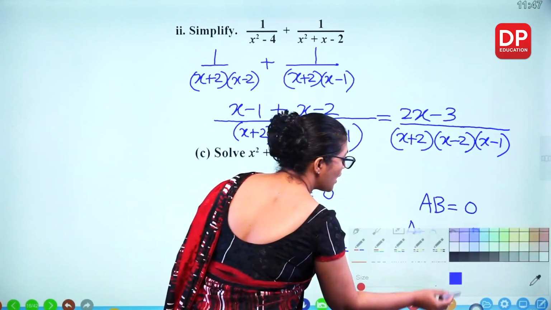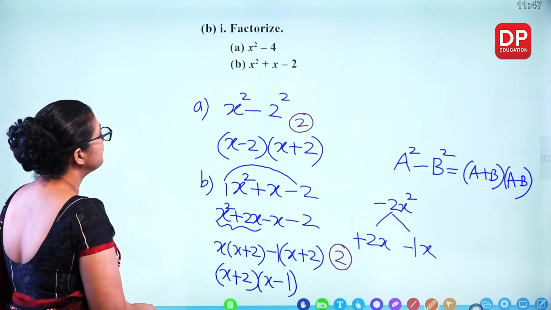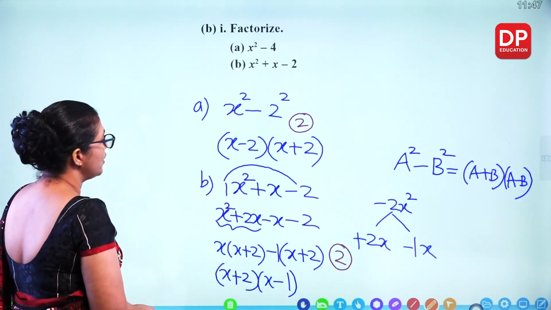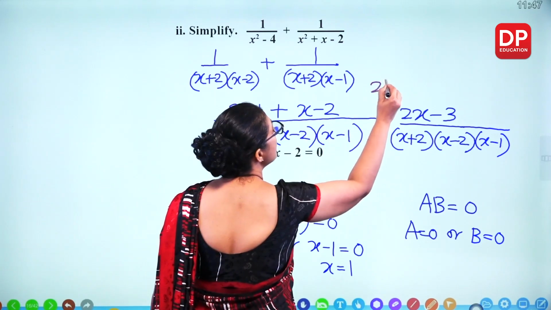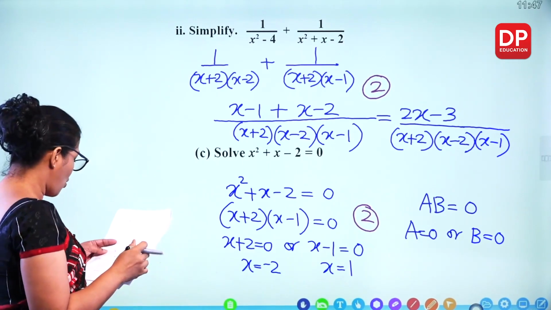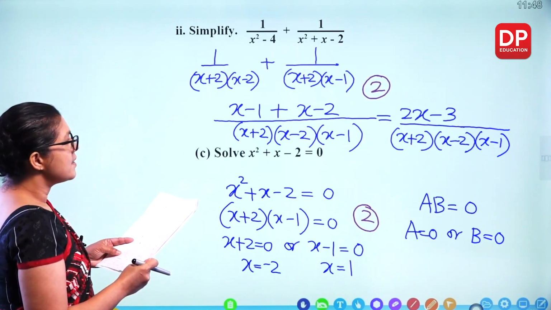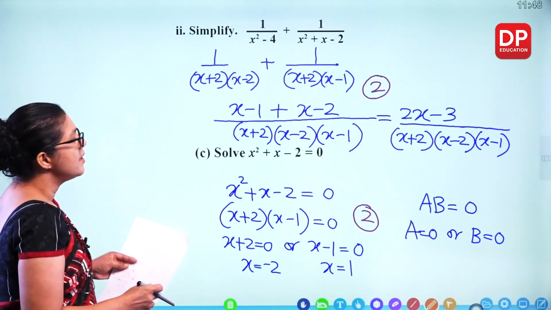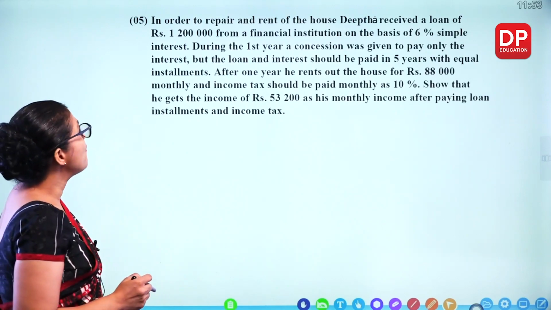So those are the two solutions. So how do you get marks? Now we already gave 6 marks. 2, 3, 4, 5, 6, 7, 8, 9, 10. 2 for each part. So according to the marking scheme, the answer 2x minus 3 over that is 2 marks. And x equals minus 2 and 1, you get 2 marks. Now we'll do question number 5.